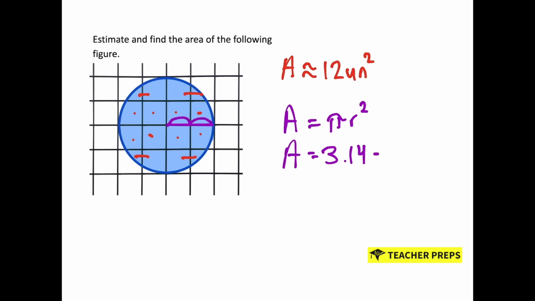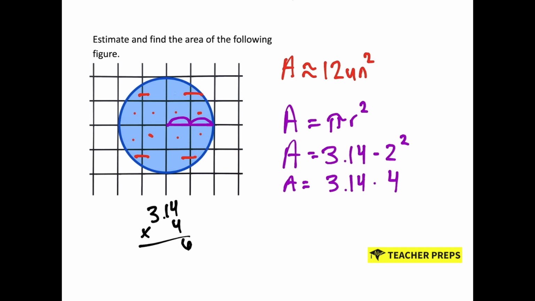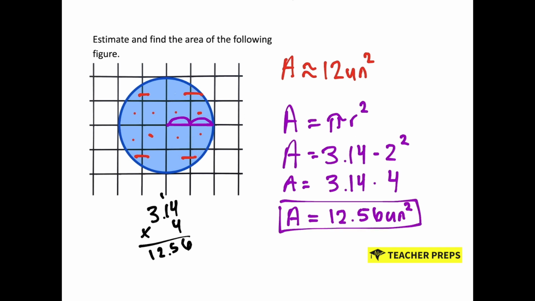Our radius on this circle is 2. 2 times 2 is 4. So we have 3.14 times 4. 4 times 4 is 16. 4 times 1 is 4 plus 1 is 5. And 4 times 3 is 12. So our area is 12.56 units squared.